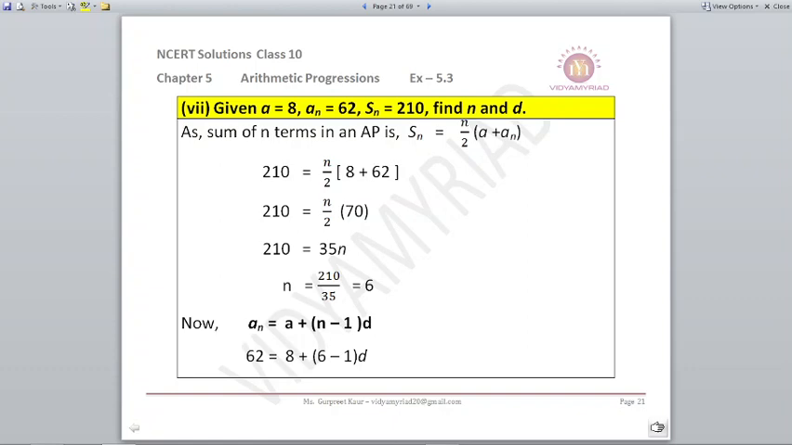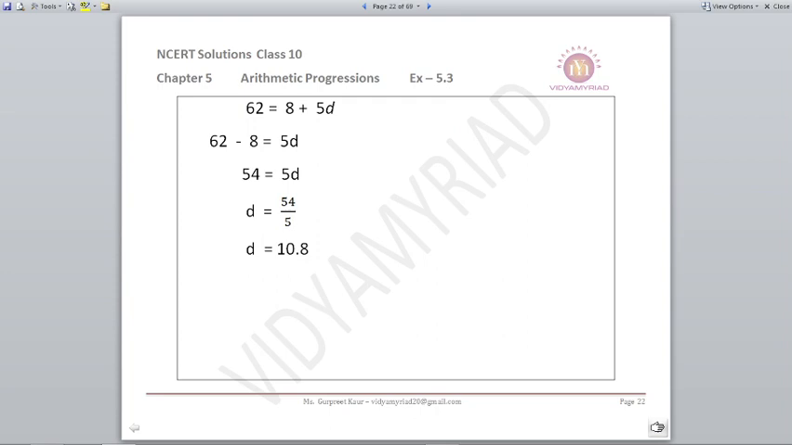Now we have to find out d also. Now for d, what we can use is the formula of an. An is equal to a plus n minus 1 d. We have the value of an with us, that is 62. We have a with us, that is 8. We have found n, that is 6. And we can find out d, which we don't know, from this. On solving this, d comes out to be 54 upon 5 or 10.8.